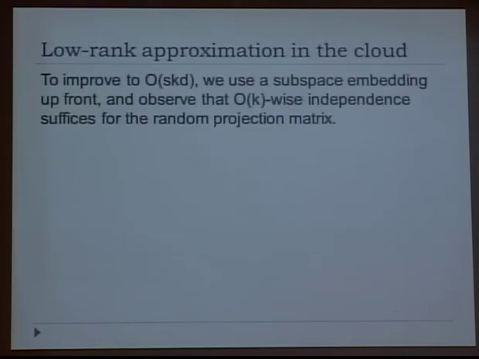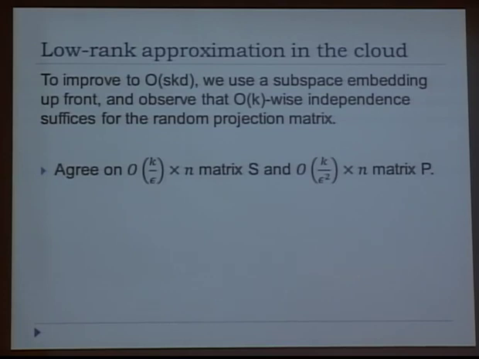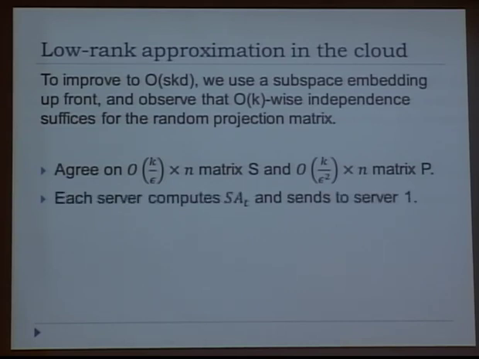Okay, so now this last step, I won't tell you the details, but it was SD squared, I promised you SDK, and for that we need to do one more thing. The problem with working with an N by D matrix is there is still this N up here. So what we'll do first is apply a subspace embedding so that we preserve the row space of the matrix. So here's the algorithm. We agree on a K over epsilon by N matrix S and a K over epsilon squared by N matrix P, ignoring log factors. Each server computes SA, so it's taking your data and projecting it using this embedding S, so that you are left with only a K over epsilon by D matrix on each server.